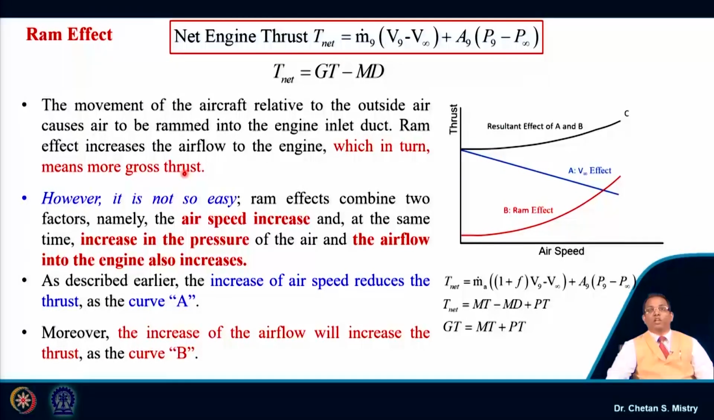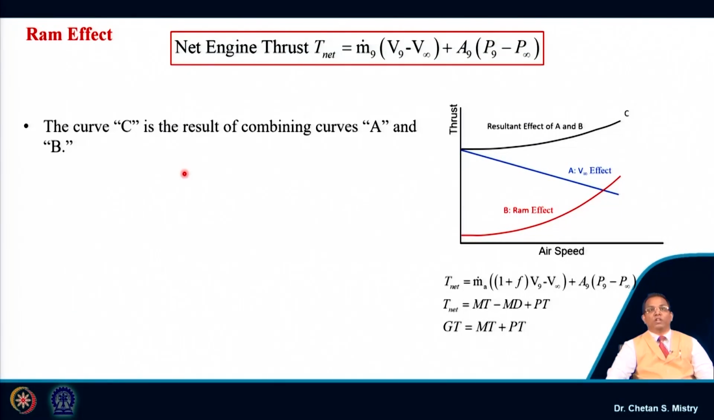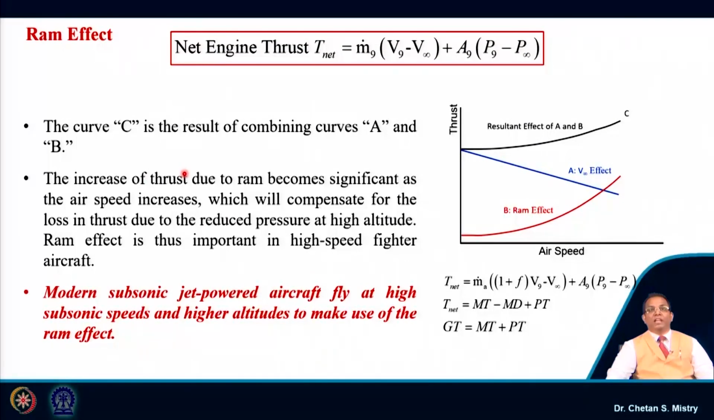So, if we adapt these two effects, A and B, you will get this C as your actual engine condition. What is the meaning of this C? It says that the thrust will be reducing with the increase of my flight speed, but because we are getting the benefit of the ramming effect, that will compensate for the loss of thrust because of the increase of speed.